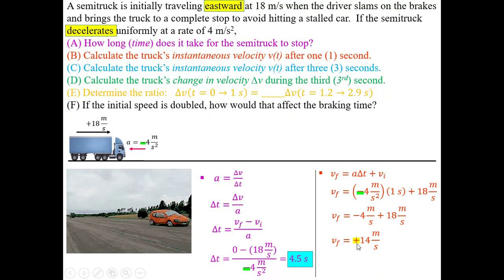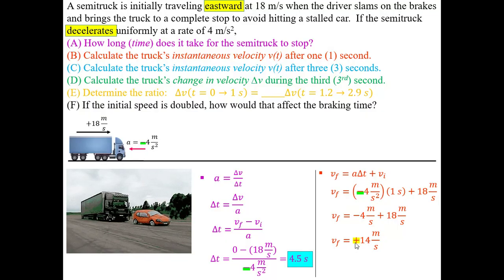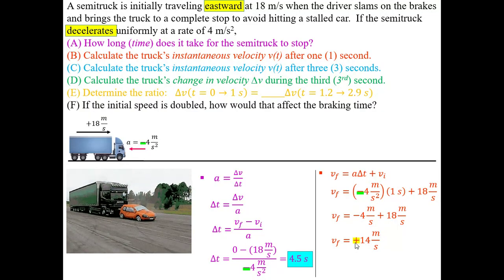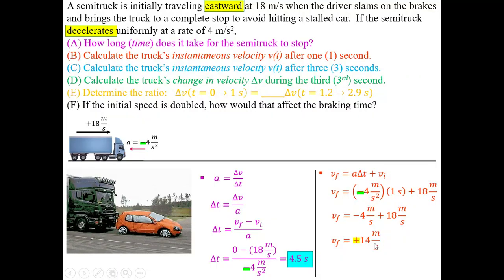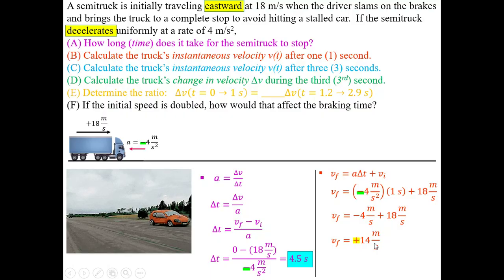So here in my answer, I highlighted the positive sign because they did ask for velocity, which is a vector quantity. So I do need to give a direction. Or you can say 14 meters per second eastward. I'll just put the plus sign here because the plus sign is implied eastward in this particular problem.